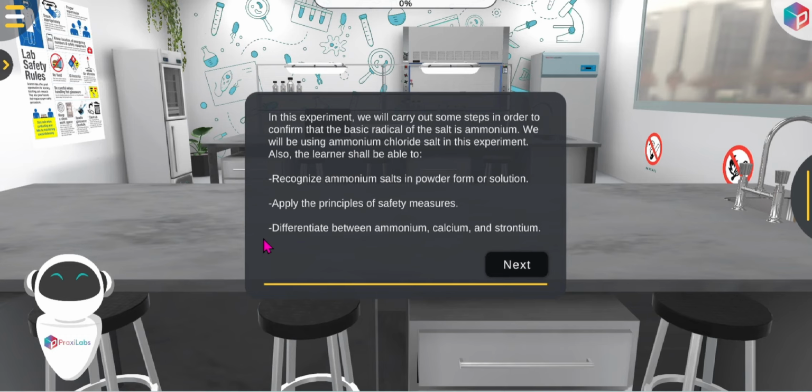Also, the learner shall be able to recognize ammonium salts in powder form or solution, apply the principles of safety measures, and differentiate between ammonium, calcium, and strontium. Remember, it is always better to have a look at the lab manual and understand the theoretical concepts of the experiment before practicing. You can track your progress using the progress bar at the top of the page. Let's begin.